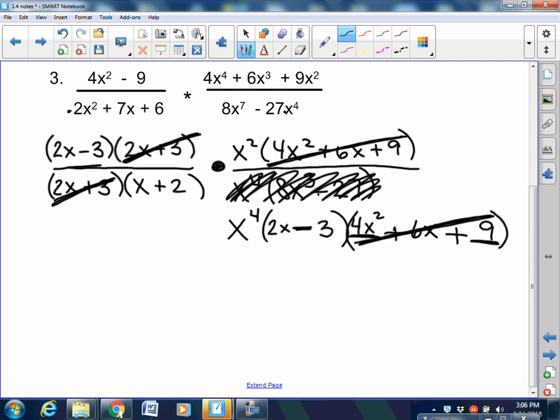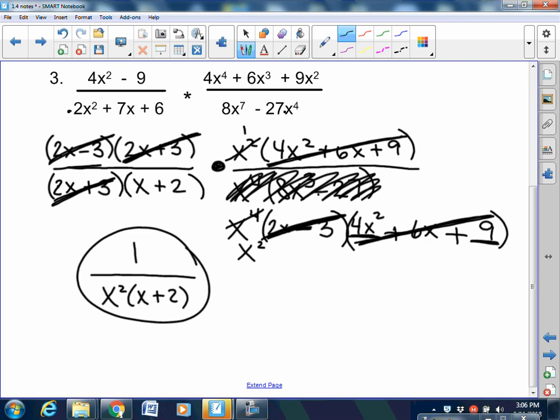So what else can we cancel out? That's it? Yep, 2x minus 3. That's it? Yep, these two. And then we're pretty much done, right? We have nothing left on the top, do we? Nothing except the number 1 over x squared times x plus 2. Final answer.